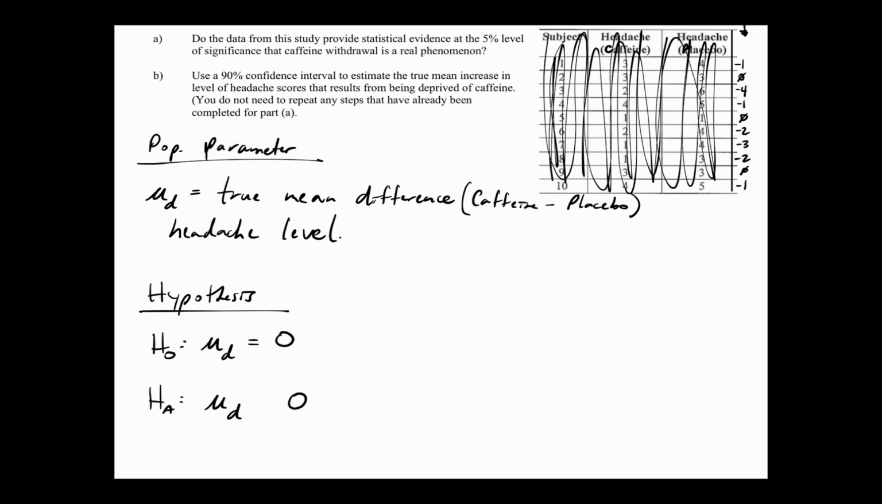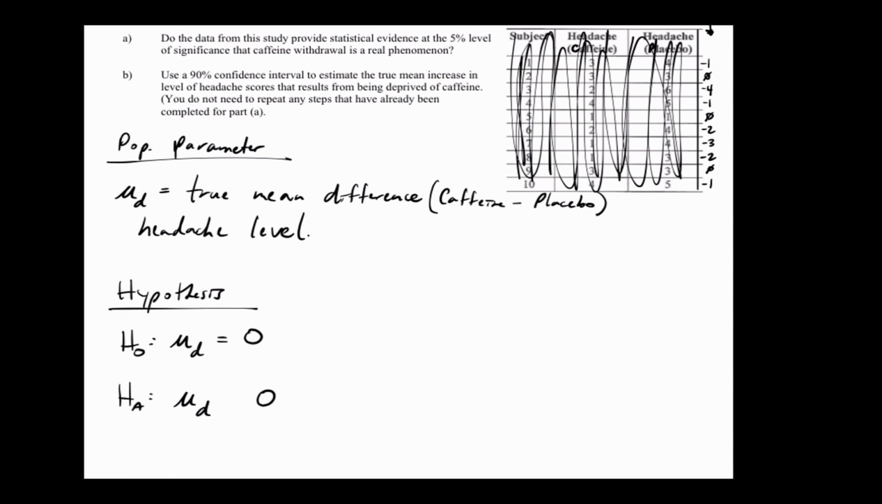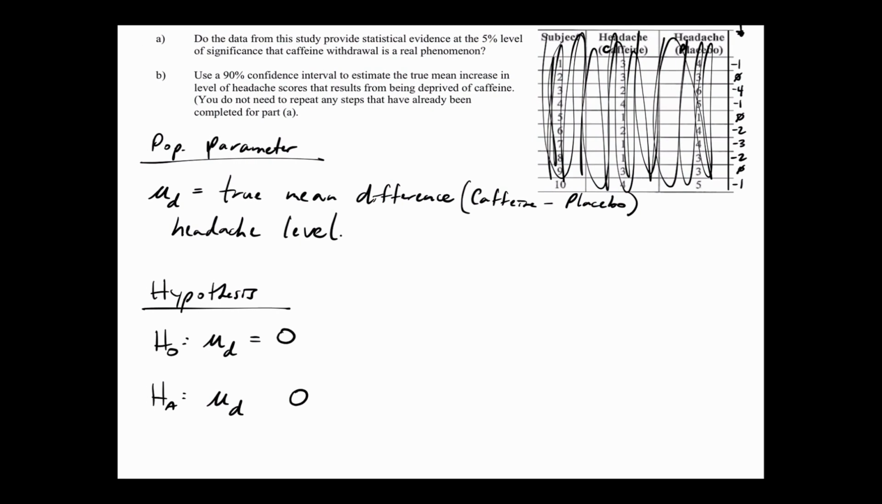So if caffeine withdrawal is a real phenomenon, what type of numbers should I get, positive or negative? Because the headache would be higher. Okay, higher means positive numbers, right? That means a negative number when you subtract the placebo from caffeine, or the other way around. If the number is negative, which means the headaches were real. So if it's real, I would expect headaches to be higher here, right? Higher level of headache here means a negative number. So less than.